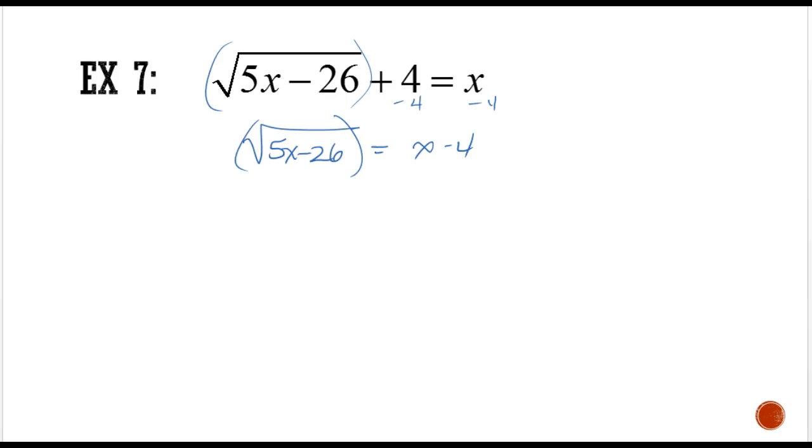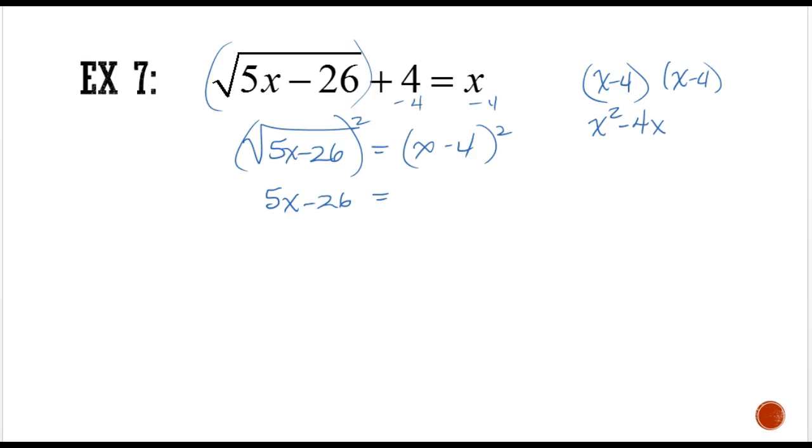Now to get rid of the root, I need to square both sides. So that's going to get rid of my root on the left. But remember on the right, I have x minus 4 times x minus 4. And if I FOIL that, I get x squared minus 4x plus 16. All of that becomes x squared minus 8x plus 16. So let's put that in there.